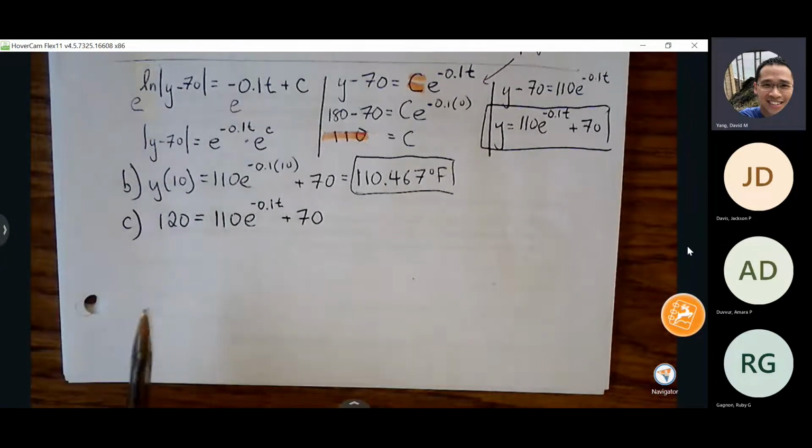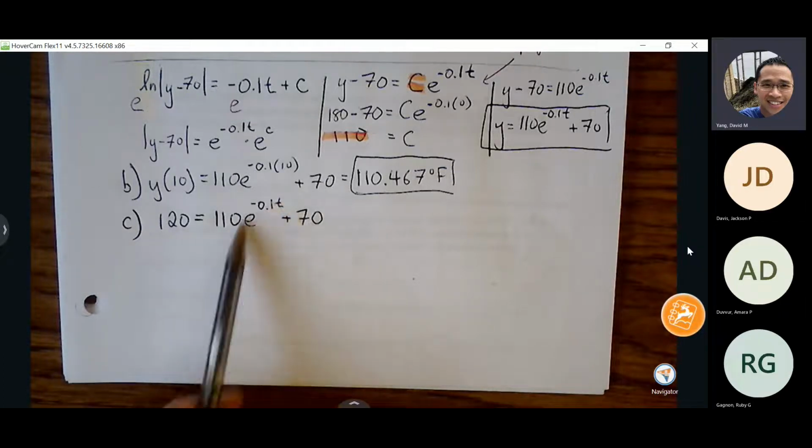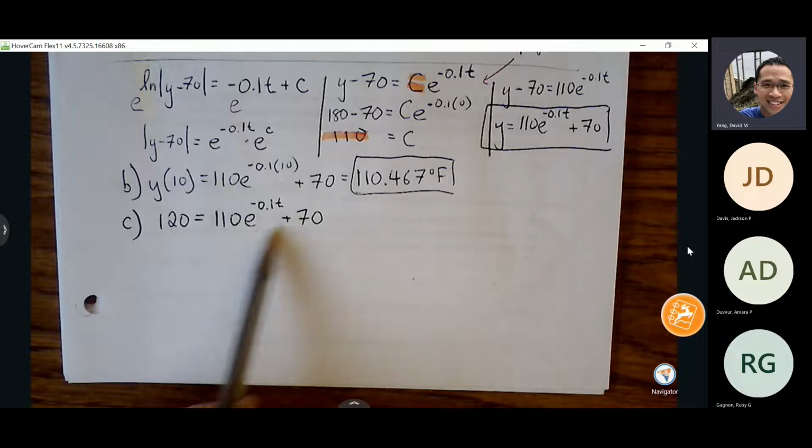Okay, so algebraically, we're going to solve for t. So subtract the 70, divide by 110. Let's get that e exponential function by itself, and then we can worry about the rest.